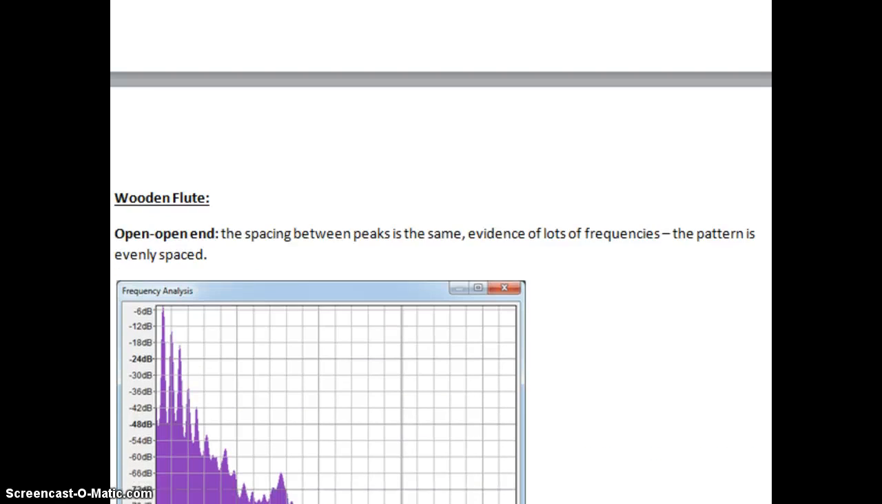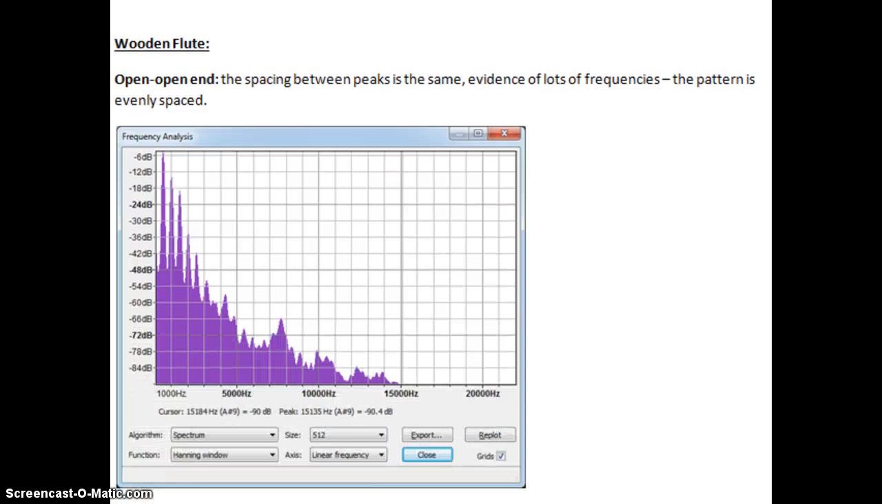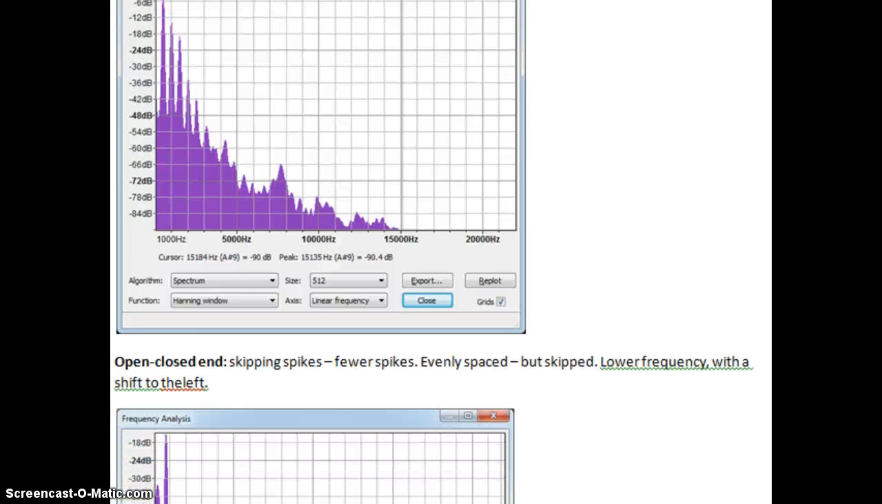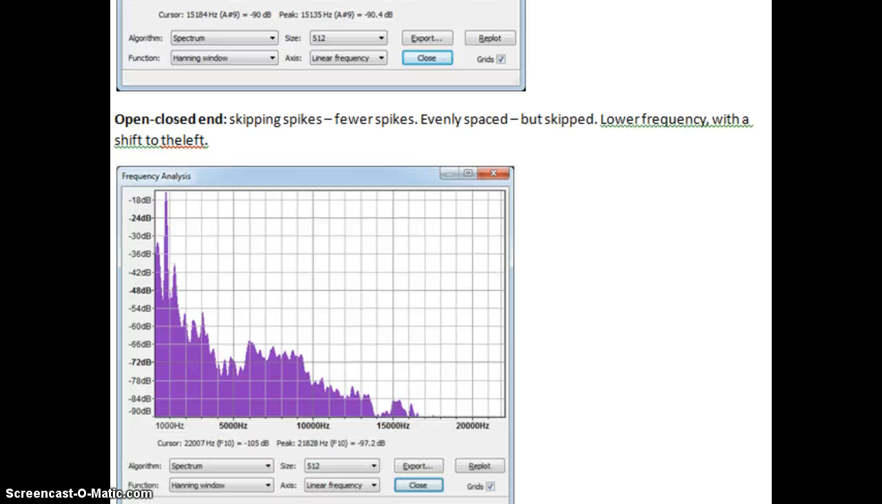And then in lab, after learning that, we were experimenting with this wooden flute, and basically what we found when it was an open end is that the spacing between the peaks is the same, and there's evidence of a lot of frequencies, and it shows a pattern of the frequencies being evenly spaced. Whereas if you look at the open-closed, it's skipping some spikes, which means that it has a lower frequency and it shifts a little bit to the left, but it's still evenly spaced and there's a pattern to it.